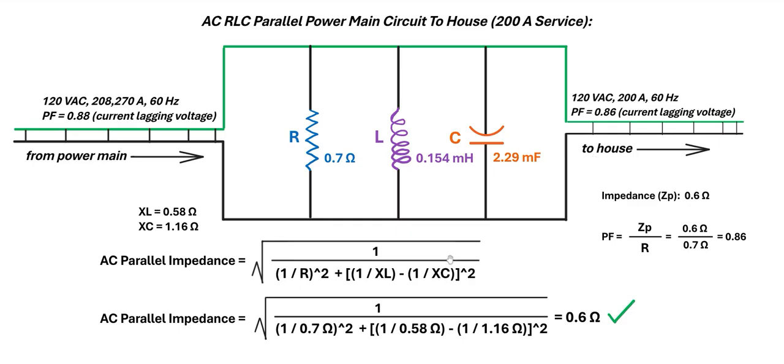So the final check is to then enter all these specs into the parallel impedance equation. So this is the dedicated equation to solve for AC parallel impedance. It's actually this equation. There are many derivations to solve for parallel impedance as well, but this is the dedicated long version. So if we put all these specs into the parallel impedance equation, we get indeed 0.6 ohms. So these values are correct.